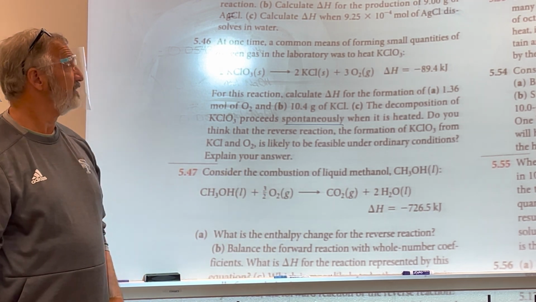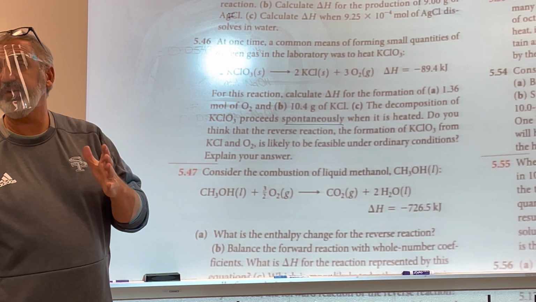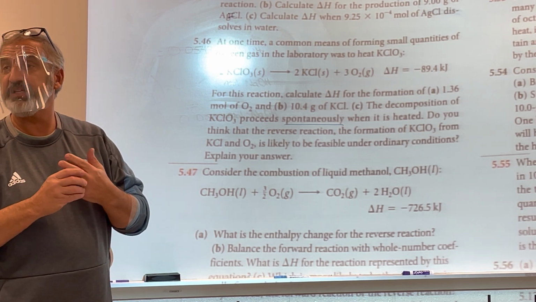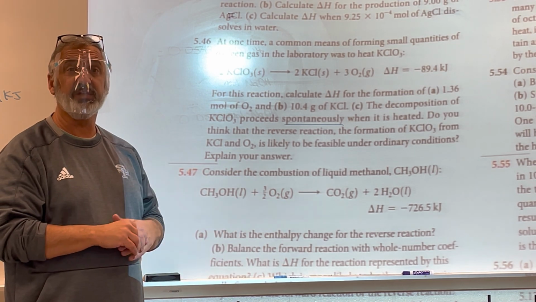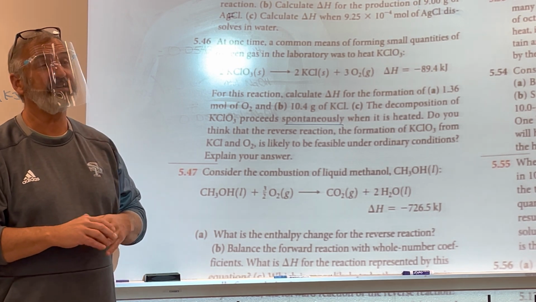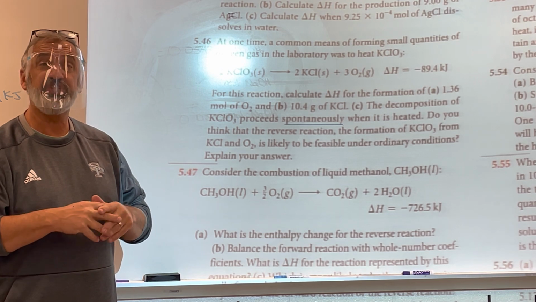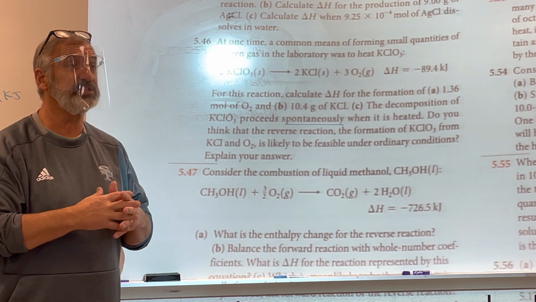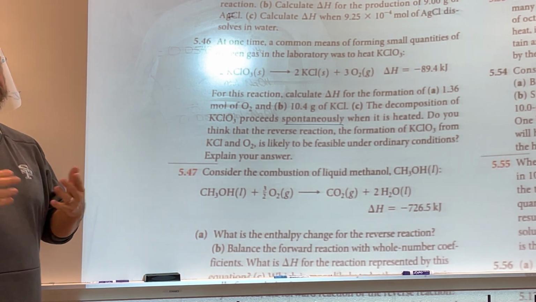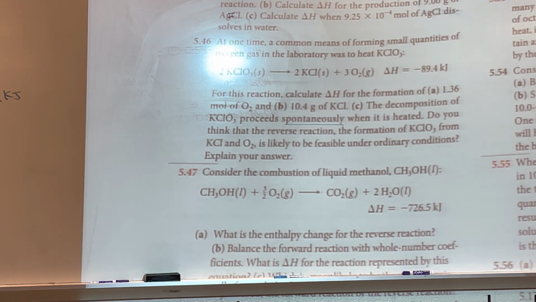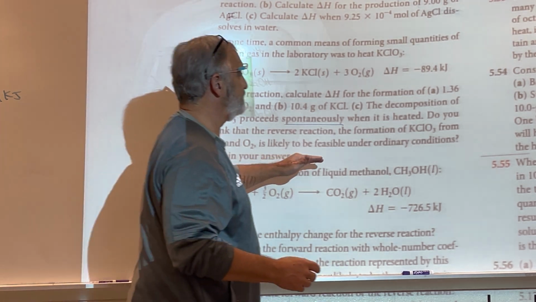Okay? So just generally speaking in a reaction, if something is spontaneous one way, it's going to be non-spontaneous the other way. And we're going to calculate, some of these problems talked about delta S and delta G. Delta G is really going to be the determiner of the spontaneity of the reaction. And it's a relatively easy thing to measure. Okay, so the answer basically is no.